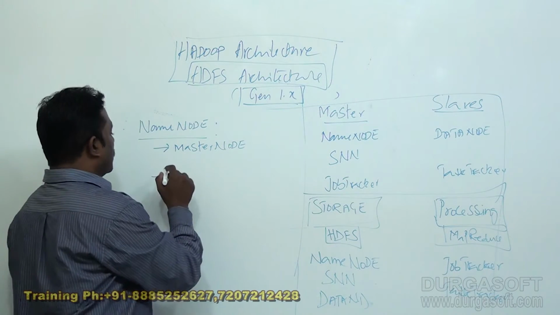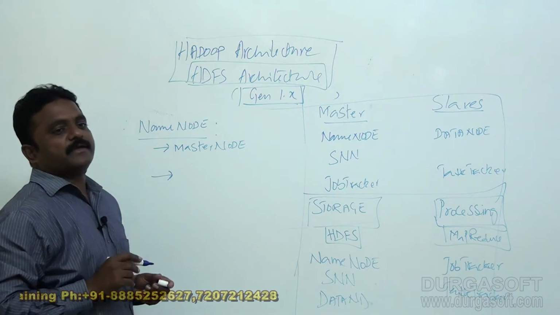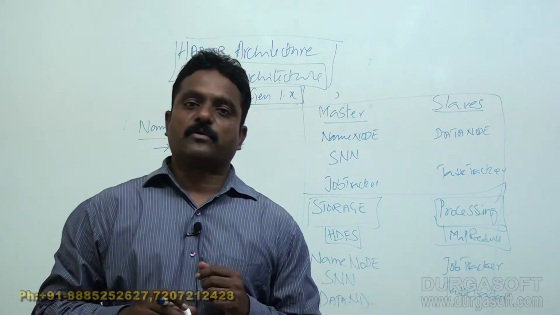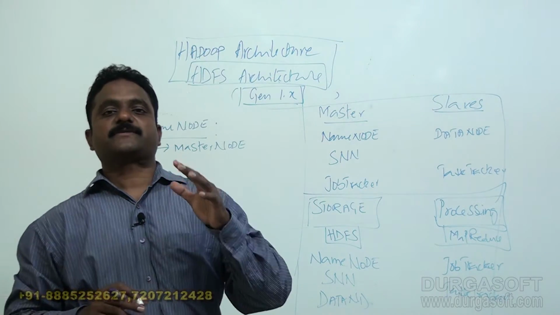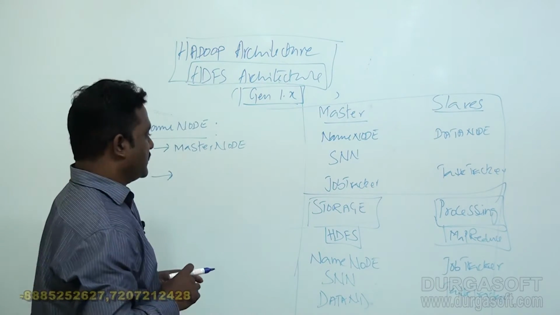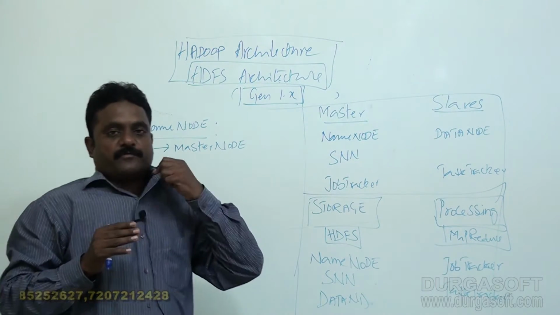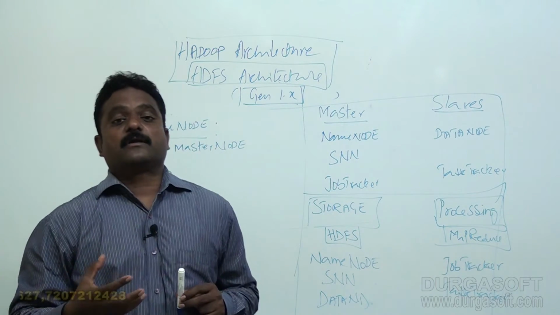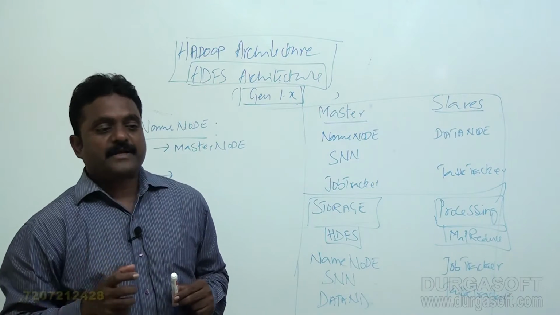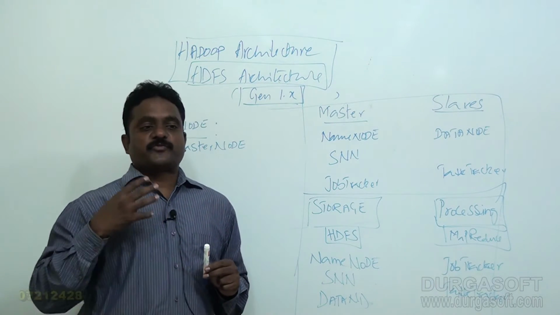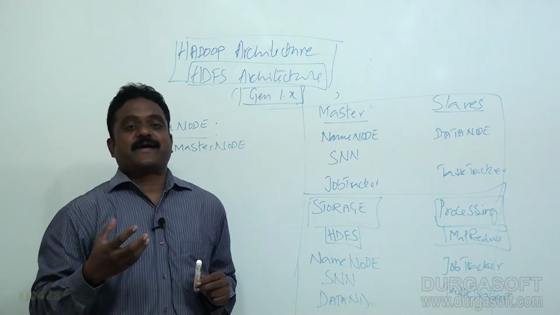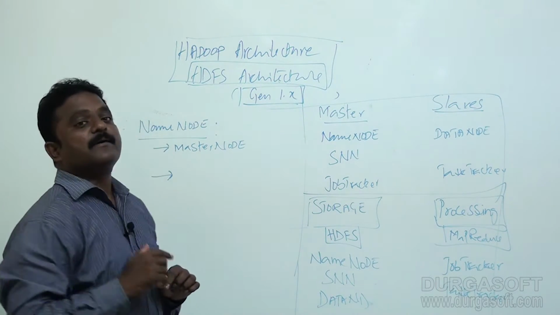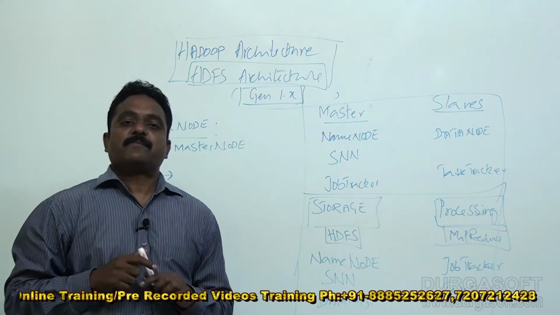Name node always has to be an expensive system or a server grade machine. Again, it contradicts the statement that Hadoop can be installed on commodity hardware. Yes, but name node always has to be an expensive system and a server grade machine. The reason is name node is a master node.